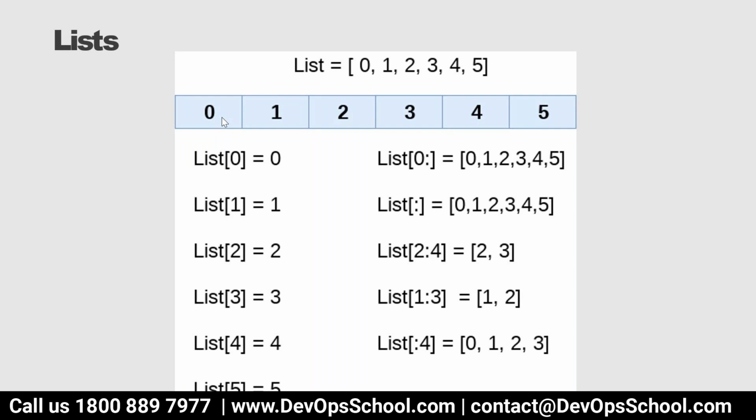Okay, and how do we print this list? You have it in front of you. Look at this index number, it will print 0. Index number 1, it will print 1, like that.